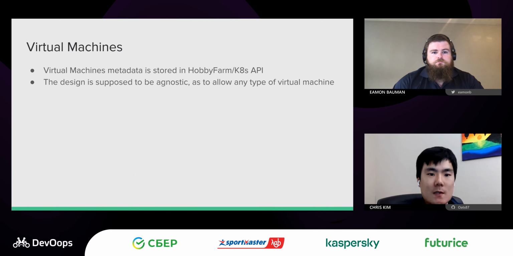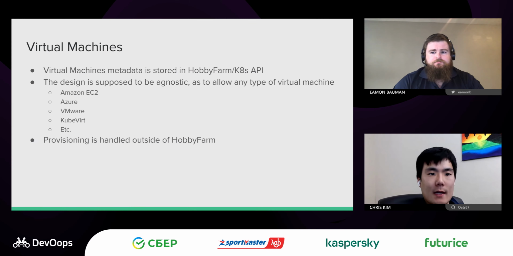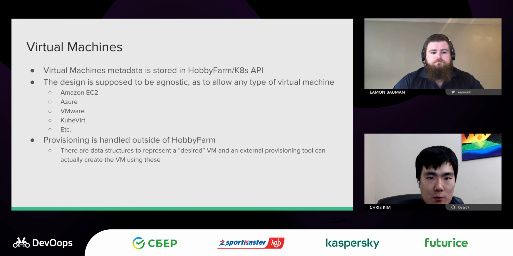The design is supposed to be agnostic. It's designed to be flexible because we wanted to allow any type of virtual machine. We've already talked about this earlier, so that's going to be EC2, Azure, VMware, KubeVirt, etc. Any sort of virtual machine. In fact, you could even technically do libvirt on your desktop, and if you populated the virtual machine metadata object and told it that it is a custom virtual machine, HobbyFarm would actually bind that to you if you were trying to do any local testing. And we've already talked about how provisioning is handled outside of HobbyFarm, and the data structures to represent the desired VM use an actual provisioning tool. That's going to be our Terraform controller integration.